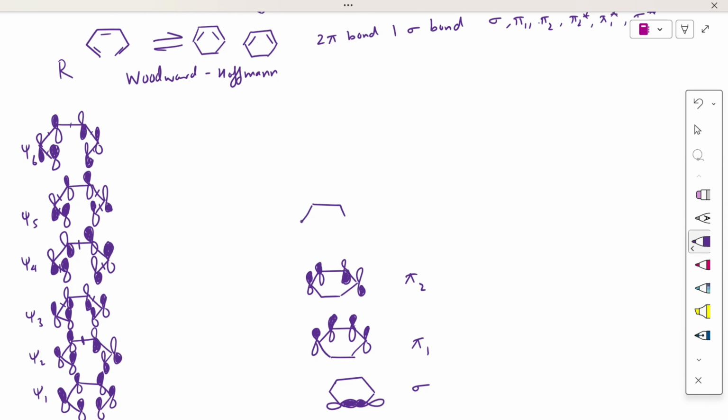Then comes your pi 2 star. To the extent that the bonding molecular orbital is stabilized, the anti bonding molecular orbital will be destabilized by the same amount. So here in pi 2 star you will have 2 nodes. So here 1 node, here 2 nodes.